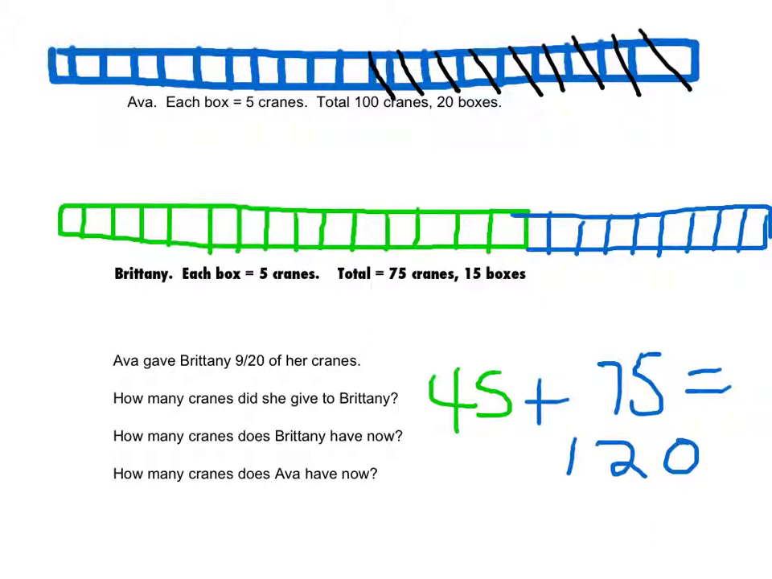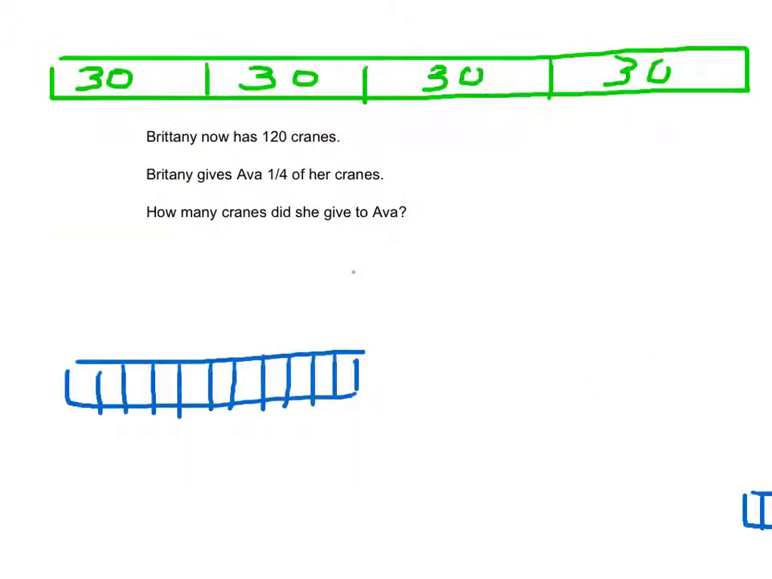Well, how many does Ava have now? Let's go ahead and count her boxes and see how many she has left. 5, 10, 15, 20, 25, 30, 35, 40, 45, 50, 55. Ava now has 55 cranes. She started with 100. She gave away 45, which means she now has 55 cranes. Brittany now has 120 cranes.